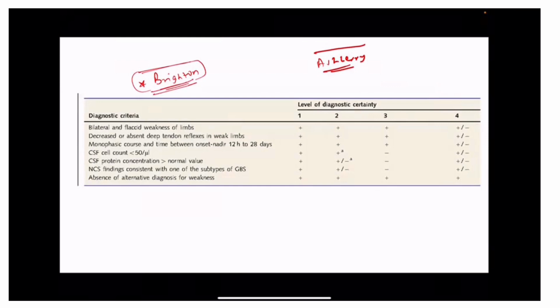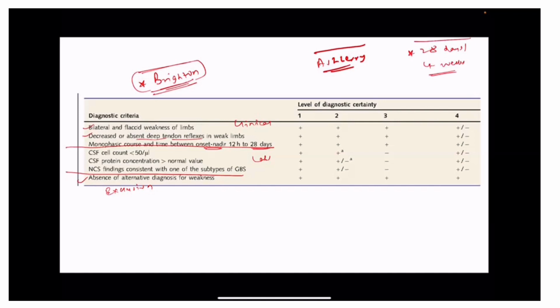Just to make you aware what is there inside the criteria, I'll just tell you. It has certain things which are clinical and certain things which are there in the labs, and this is a diagnosis of exclusion. So clinically, as I told you, there is bilateral, usually flaccid weakness of the limbs, decreased or absent deep tendon reflexes, and usually the onset to nadir, that is the plateau of the weakness, reaches in up to 28 days. So in GBS, very, very important, usually within 4 weeks, the weakness is complete. 28 days or 4 weeks, you have to remember. So from the onset to the nadir, usually in GBS, the weakness is complete. So these are the clinical features.